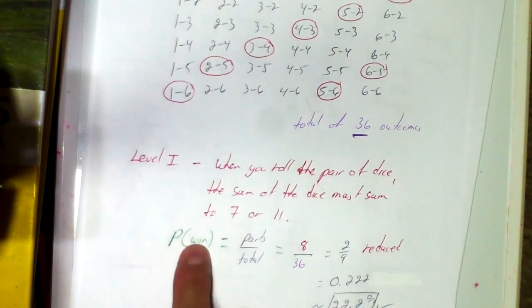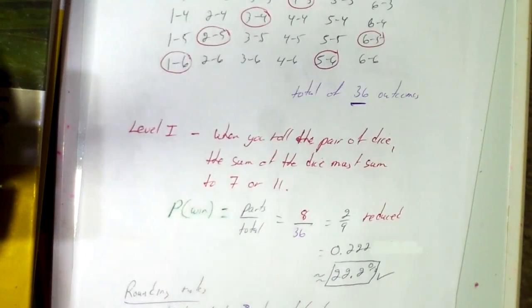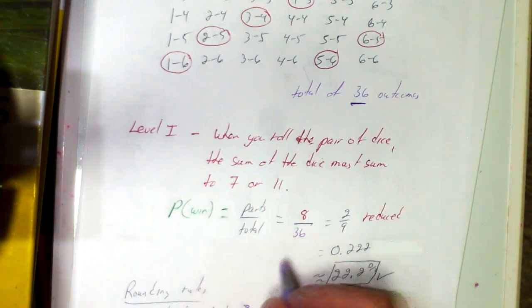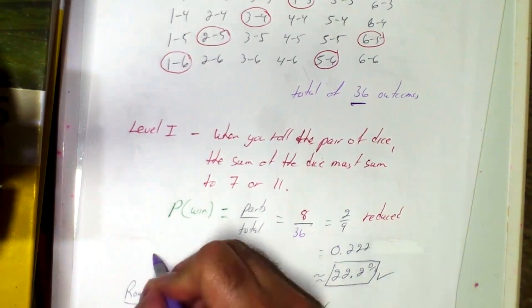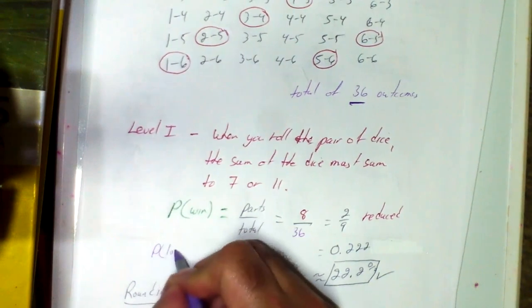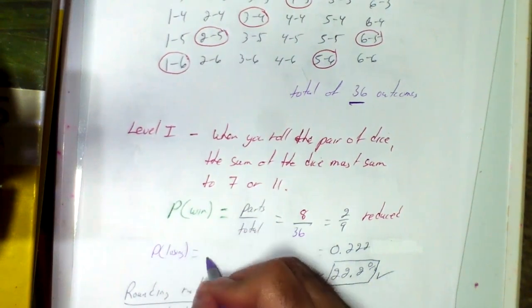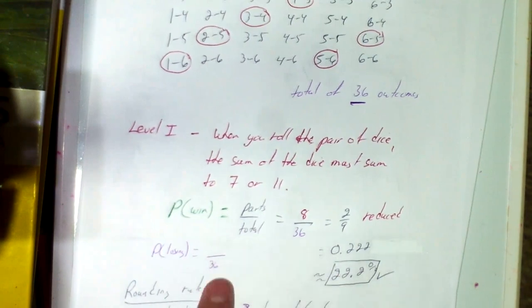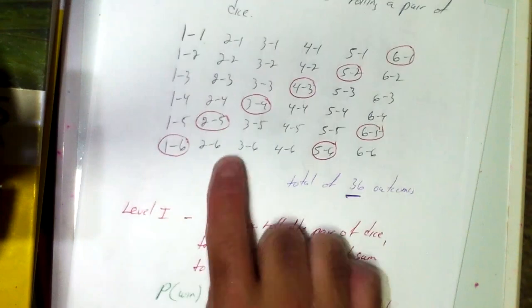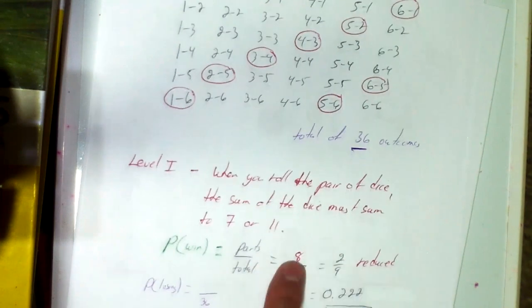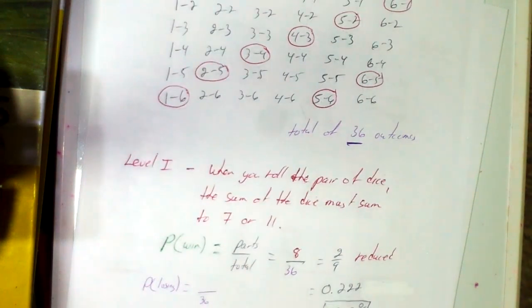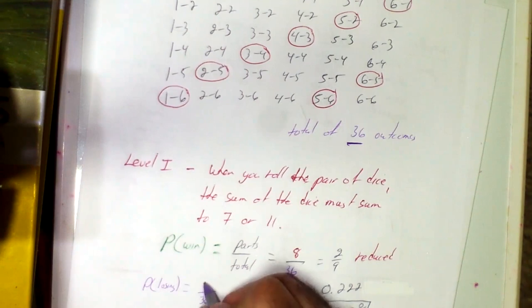So that's how you write a probability. You write P and then what your outcome is. You want to win or lose. Now, notice I did win. We can figure out the probability of losing. So if the probability of winning was 2/9 or 0.222 or 22.2%, what's the probability of me losing? Well, the total would be 36. Then I add up all the ones that were not circled. Out of the 36, there were 8 winners, but the other ones were losers. So all you do is subtract 36 minus 8, and that gave us 28.